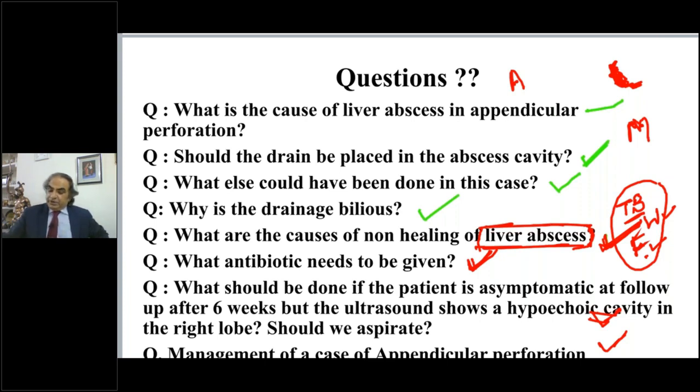Now, the third part of the question, the last part actually. Six weeks later, this patient has come. Patient has absolutely no symptoms, Nana. And ultrasound shows a hypoechoic cavity in the right lobe. Should we aspirate or not? The vitals of the patient, I'd like to restate: absolutely normal. Actually, there is no problem with the patient. The size of the hypoechoic cavity is 5 by 5 centimeters. Then I'd like to aspirate.